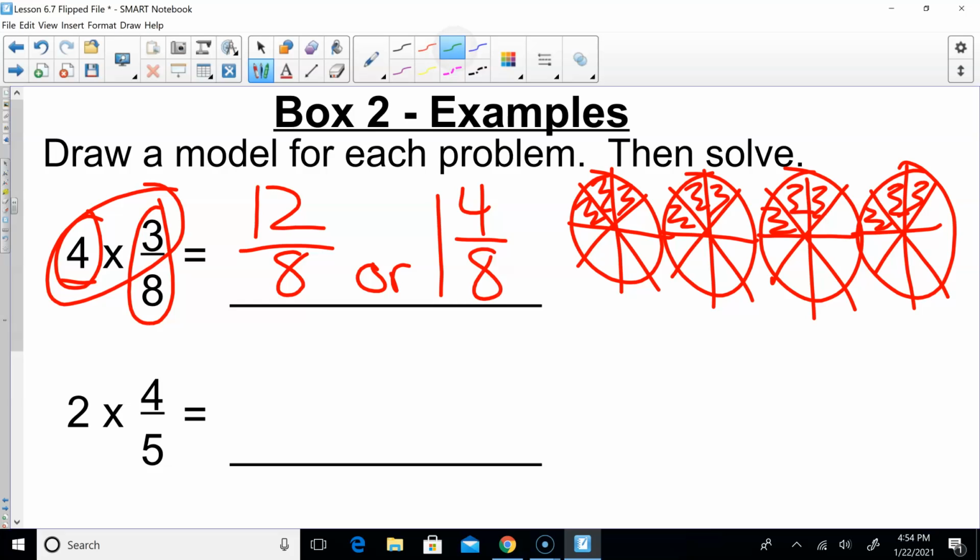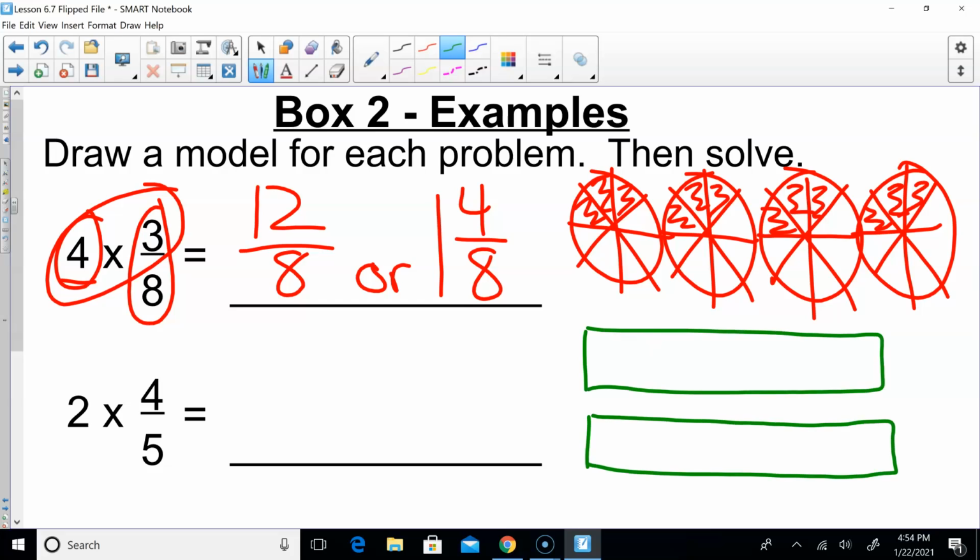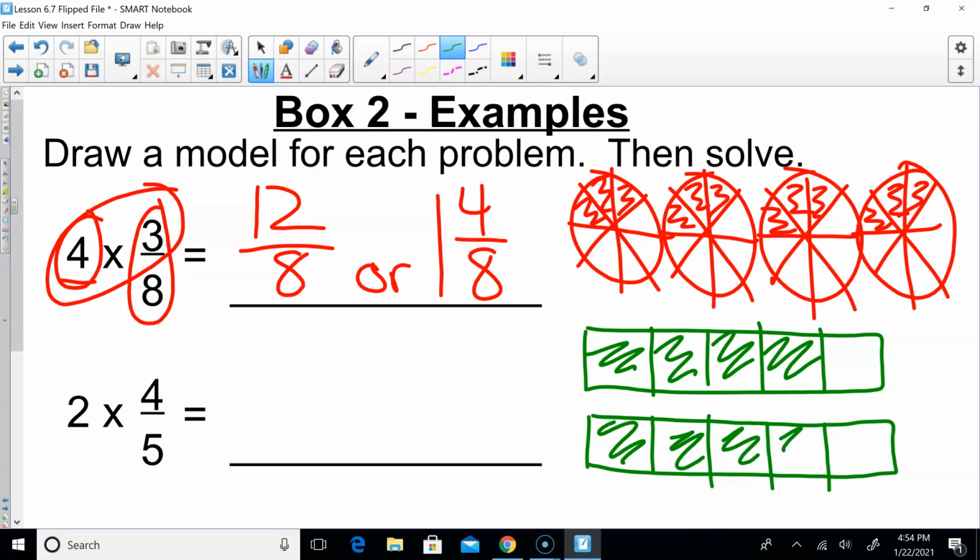Well, the same thing for the bottom one. We got 2 wholes, and each of those wholes is made up of 5 pieces. So there's 1, 2, 3, 4, 5, and 4 of these boxes are shaded in because it's my fraction, 4 out of 5, 4/5. And 4/5 as well. So I know I'm going to multiply, like we do right here. We're going to multiply the number of wholes times the number of pieces, which will give me 8. My denominator stays the same because that's the size of the piece.